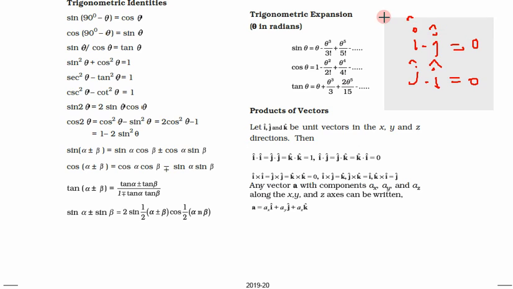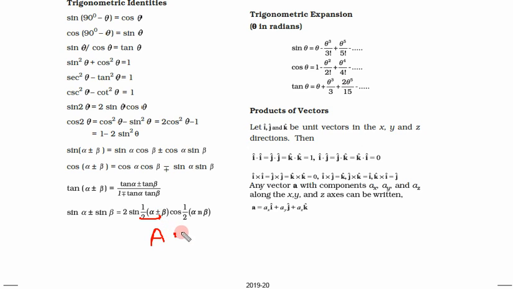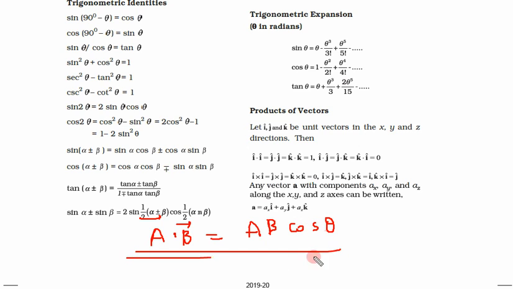Why is it 0? Suppose we have two vectors, a and b vector. So what is the meaning of a dot b? It means the magnitude of this vector, not direction. The magnitude is ab cos theta.